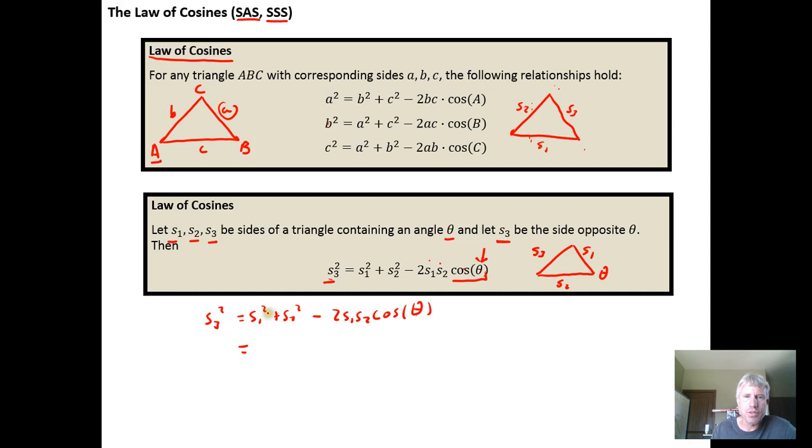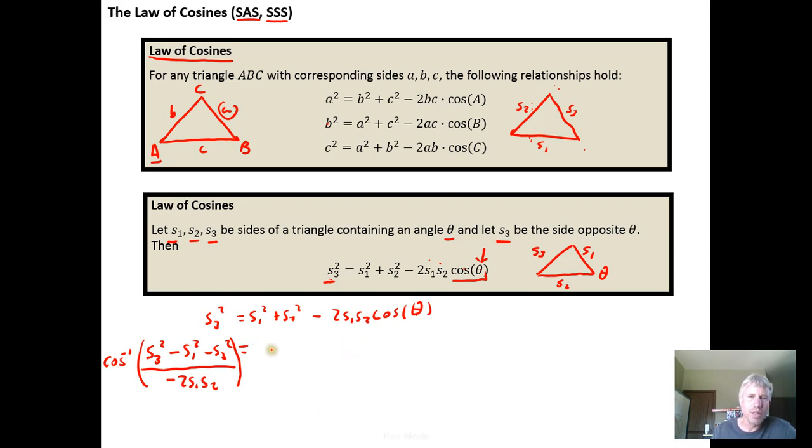We could subtract side 1 squared plus side 2 squared from both sides, so we'd get side 3 squared minus side 1 squared minus side 2 squared, which would leave us with the minus 2 side 1 side 2 cosine theta, and then just divide both sides by minus 2 side 1 side 2. And that isolates the cosine of theta, and then we would just take the cosine inverse of both sides, which would dig the theta out of there.